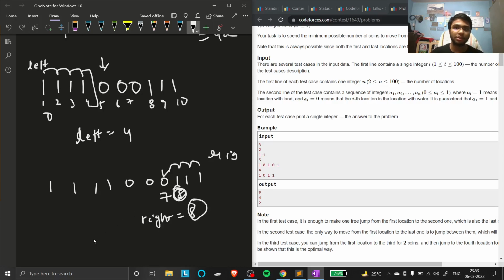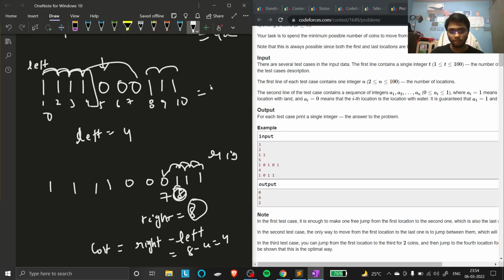And after that what we are going to do? It's simple, because after coming to here we can jump this freely. Fine. So the only cost which we need to pay is right minus left. That's all. Right minus left is equal to 8 minus 4. 4 coins you have to spend. So if you analyze also, from here to here 0, 0, 0, then you can jump here. So how many coin it had taken? 8 minus 4, 4, again 0, 0. So that's all, means like from here we can calculate the answers.